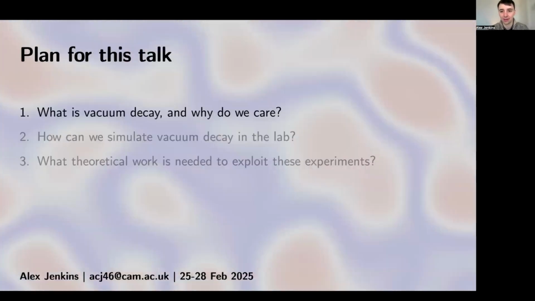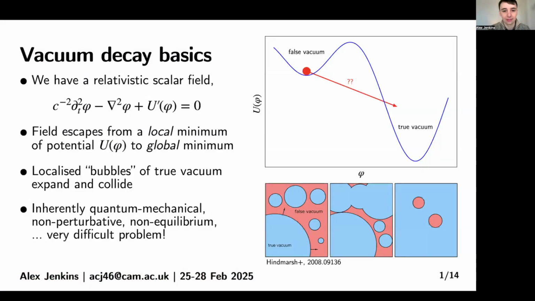So the plan for the talk is I'm going to start by telling you about what vacuum decay is and why, as cosmologists, I think we should care about it. And then I'm going to tell you about how we can try to simulate this process in the laboratory using these analog experiments. And then to finish up, I'll tell you about some of the theoretical work that myself and my collaborators have been doing to bridge that gap between the experiment and the early universe.